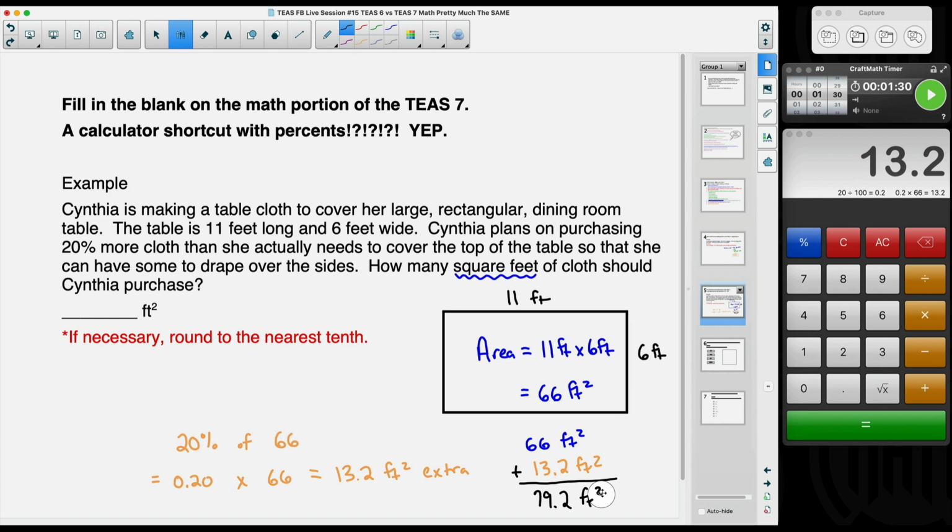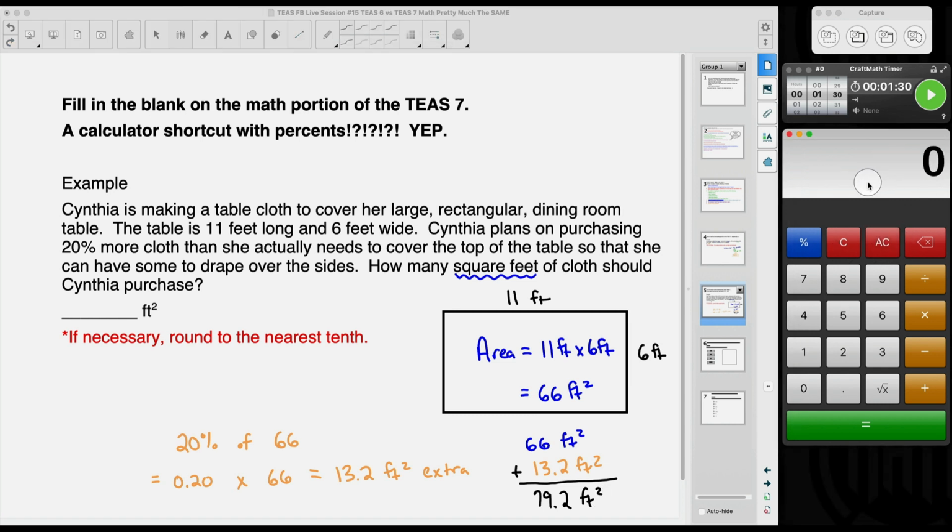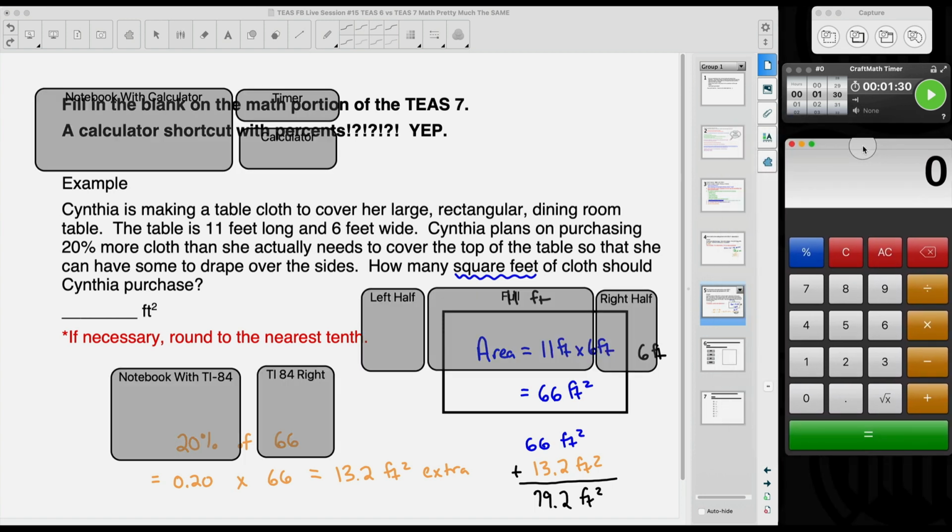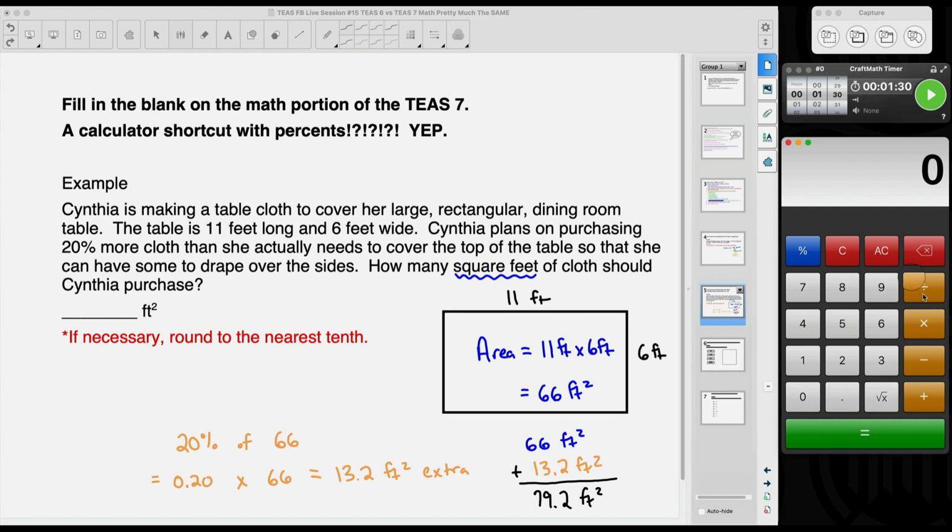Now, obviously, this is not the exact TEAS calculator. What I'll do right here in a second is I'll pull it up. I can do the same thing on this one. I have set up this calculator to where it kind of has the same button layout as the TEAS calculator, and I've also set up this percent button to work the same way. Watch this. What we want to do is we want to take the original area of 66 square feet, and we want to, what did we do?